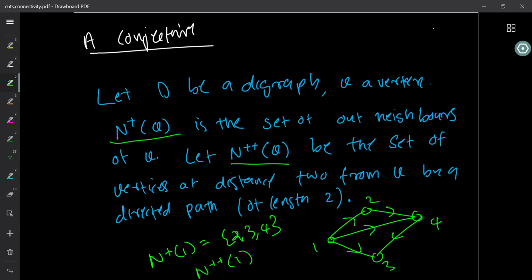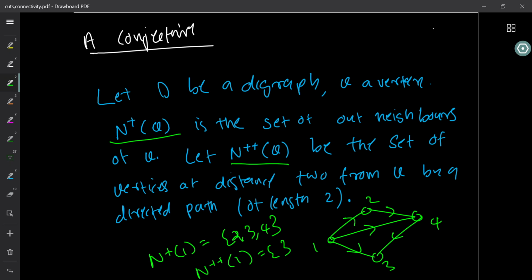So 1 to 4 and 4 to 3, even though there is a walk, 3 is also not in N plus of 1. And what about 2? To 2, there is only distance 1, but there is no other walk also. So 2 is also not there. So it is basically the empty set.